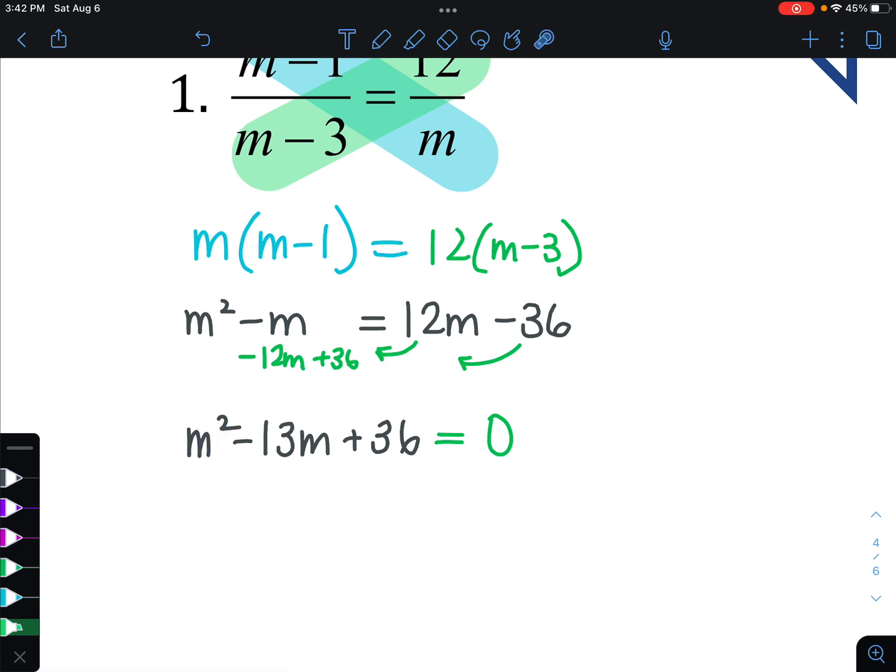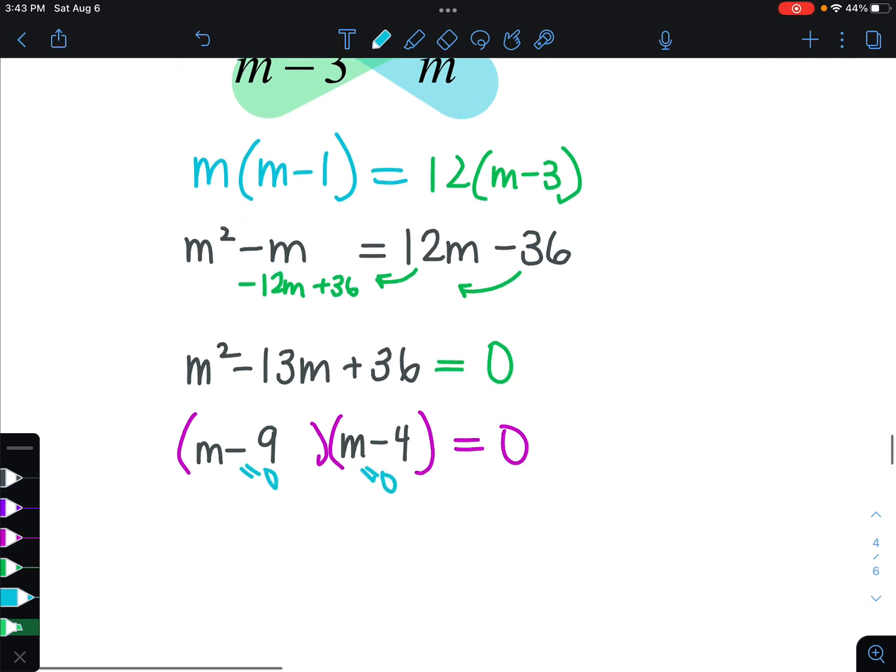Because we have 3 terms and the leading coefficient is 1, this one's going to be the more basic factoring. What 2 numbers multiply to 36 and add to negative 13? That's going to be negative 9 and negative 4. So we were able to set up the quadratic so that the equation equaled 0. We were able to factor, and now we have to solve, where we take each of these factors, set it equal to 0, and we get m equals positive 9 and positive 4.